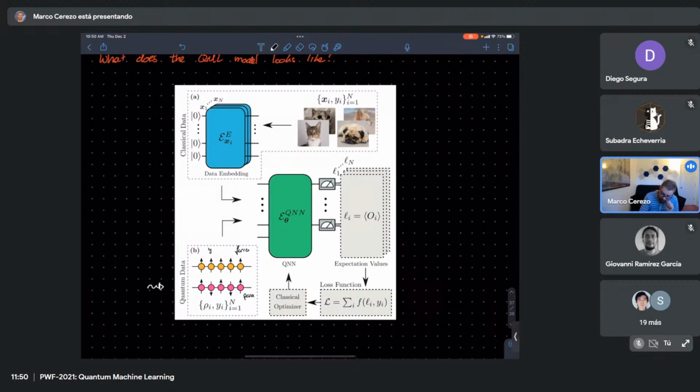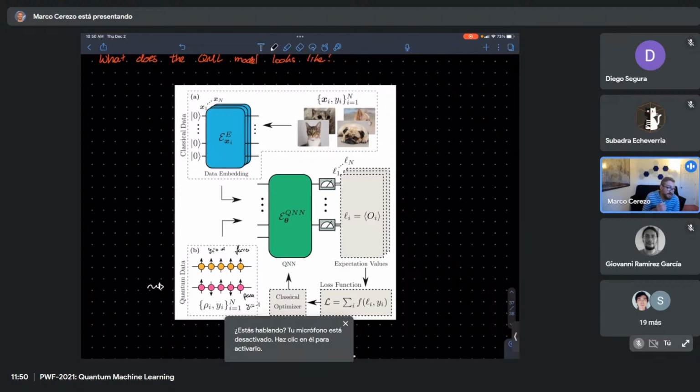All the states that are in this phase are labeled +1. All the states that are in this phase are labeled -1. And that's the data that I'm going to be working with, right? How do we deal then with classical data?